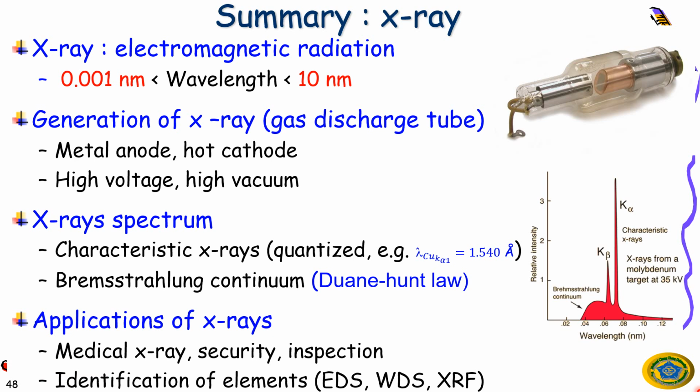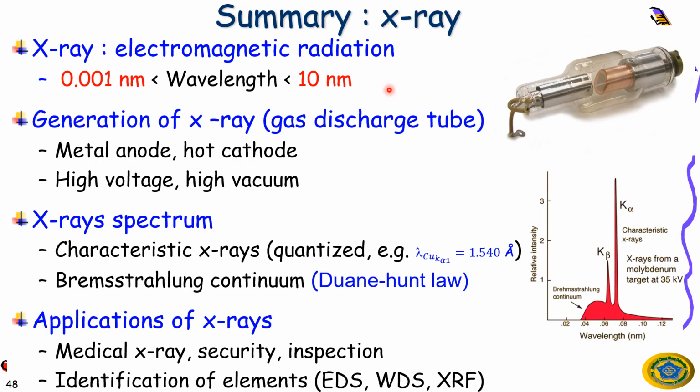Good morning, ladies and gentlemen. So let's recap what we have learned on Wednesday. Wednesday mainly we learned the X-ray. The wavelength of the X-ray is in the range of 0.001 nanometer to 10 nanometer. If the wavelength is beyond this range, it is not X-ray. For example, if the wavelength is smaller than this, it will be regarded as gamma ray, right? If the wavelength is more than 10 nanometer, it's regarded as ultraviolet.